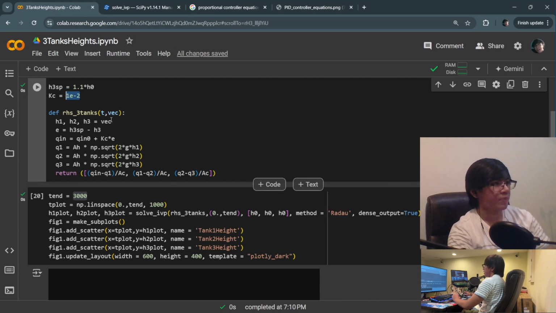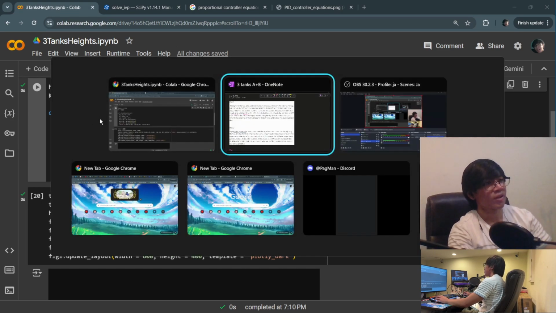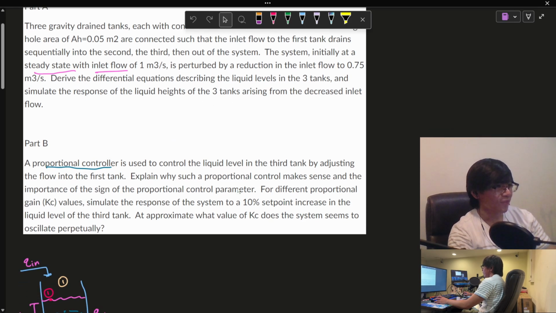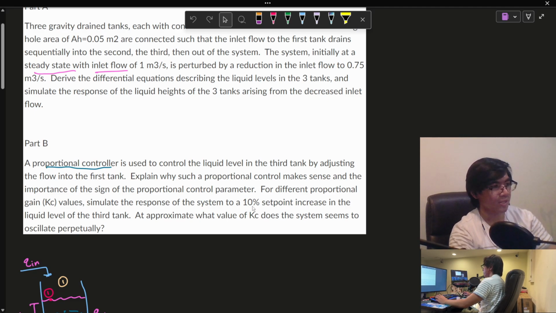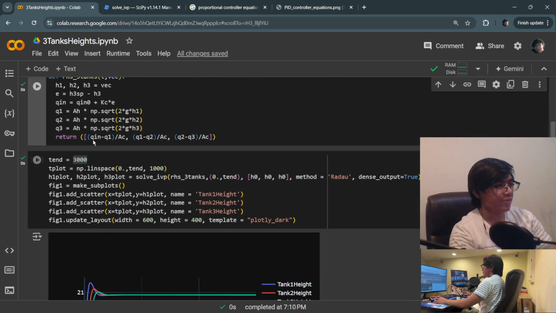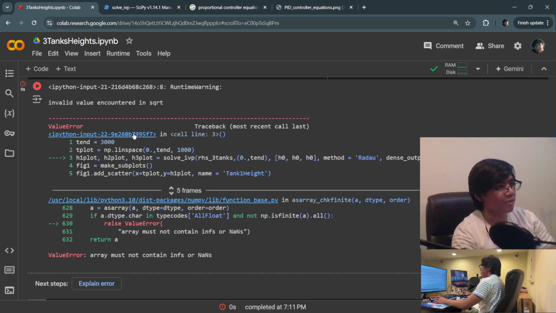But we will see if we keep on changing our Kc proportionality constant. So for different Kc values, we're going to simulate the response at this 10% increase. And eventually we will see that it will oscillate perpetually. So right now we're at 1e-2. No oscillations yet. I wonder if 1 is still too much.